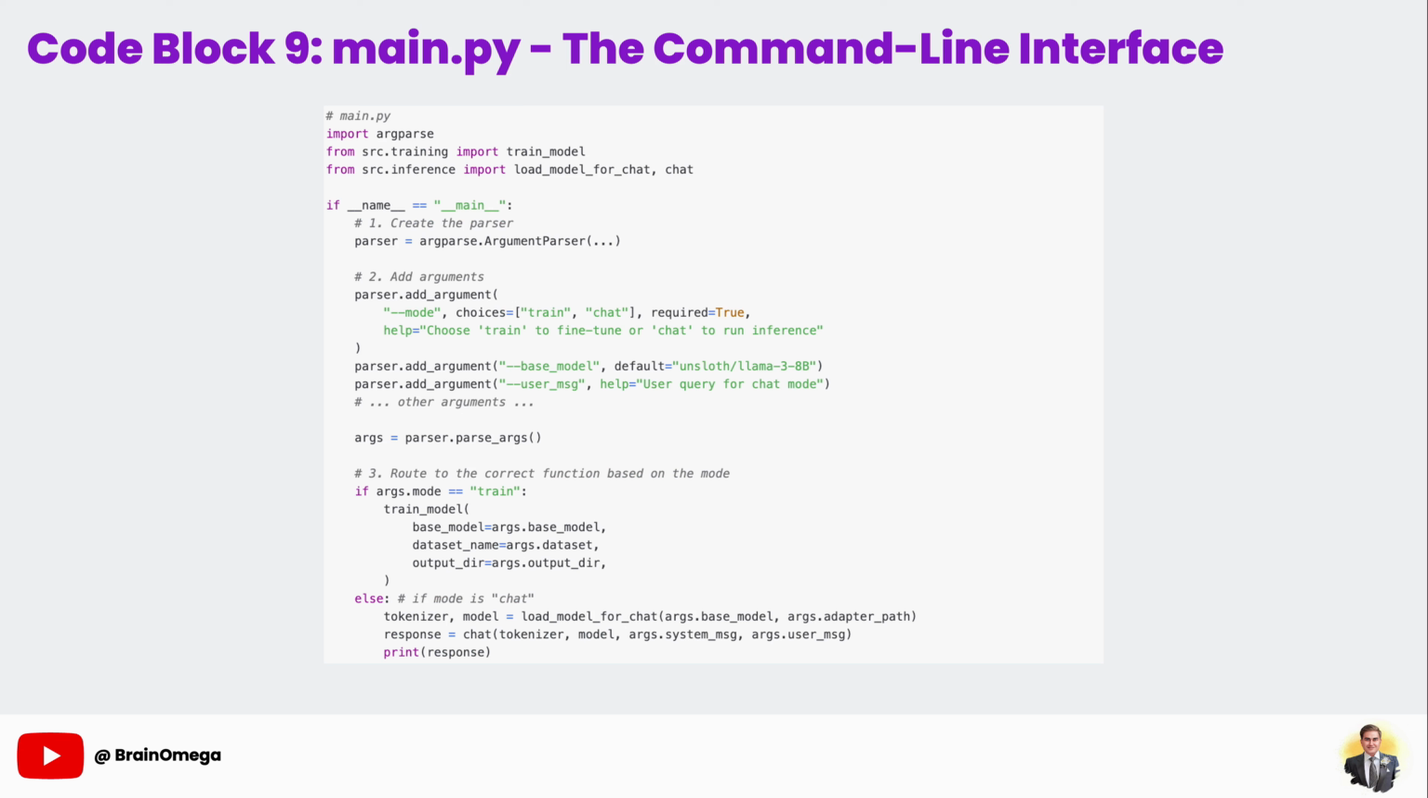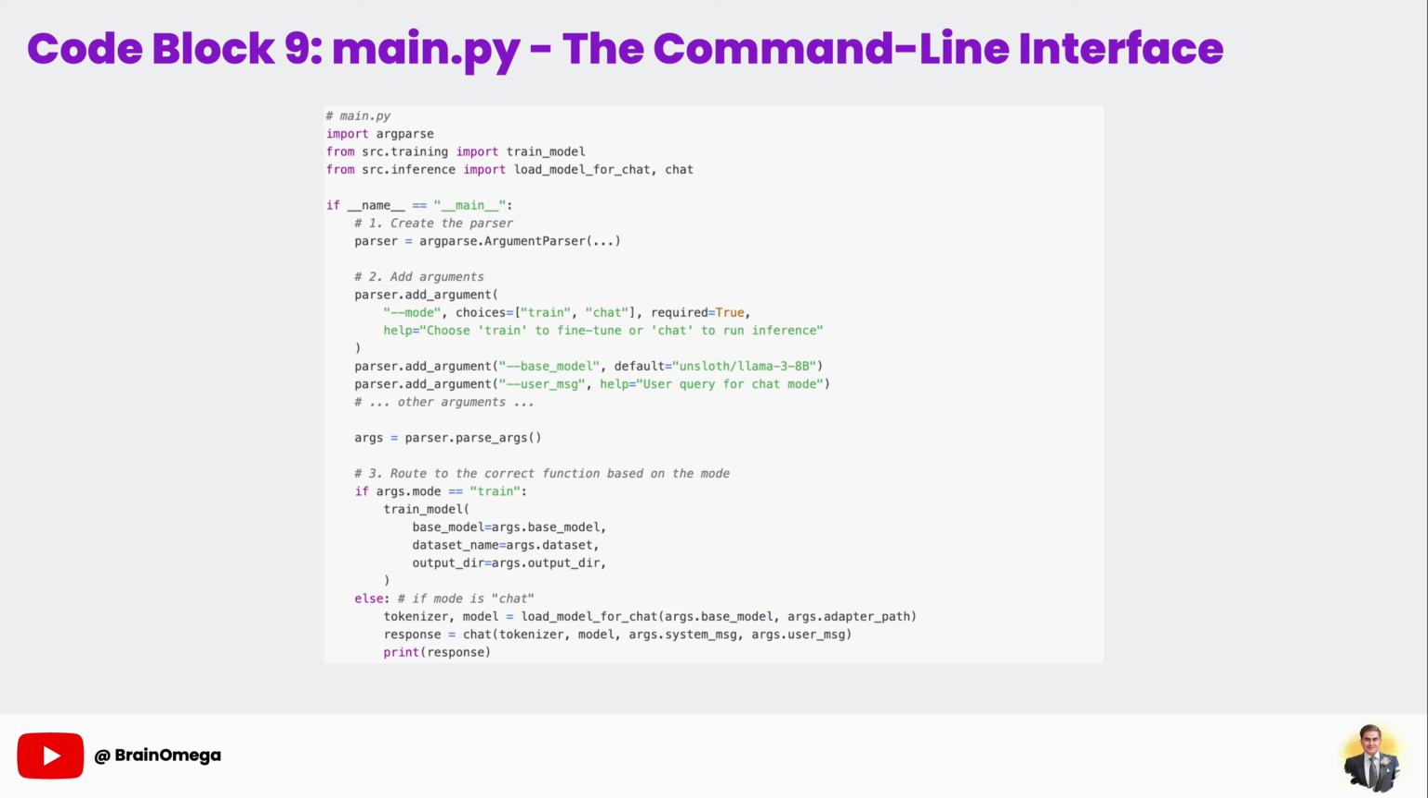Finally, we have main.py, our project's entry point. This script serves as a command line interface, or CLI, that lets us control our entire application from the terminal. We use Python's built-in argparse library to do this. First, we create our parser. Then we add all the arguments we want to be able to control. The most important one is mode, which is a required choice between train and chat. This single argument will determine what our script does.